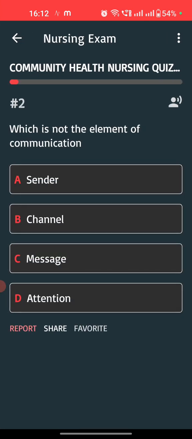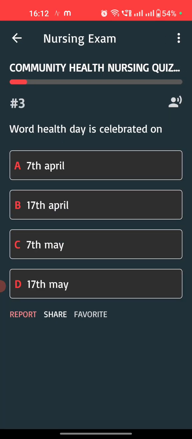Which is not an element of communication? A. Sender. B. Channel. C. Message. D. Attention. Correct answer. World Health Day is celebrated on: A. The 7th of April. Correct answer.